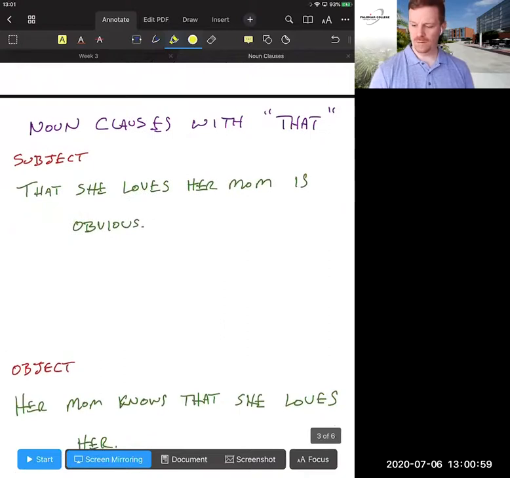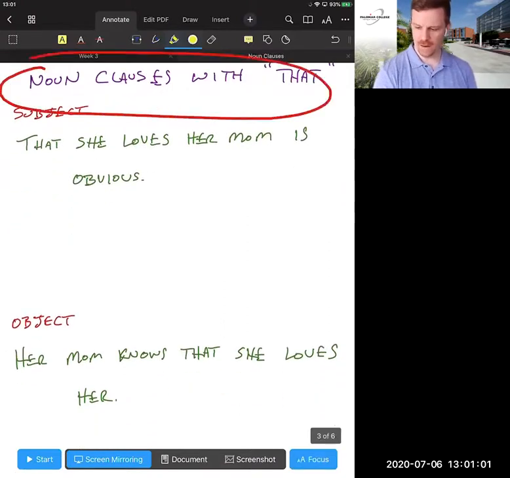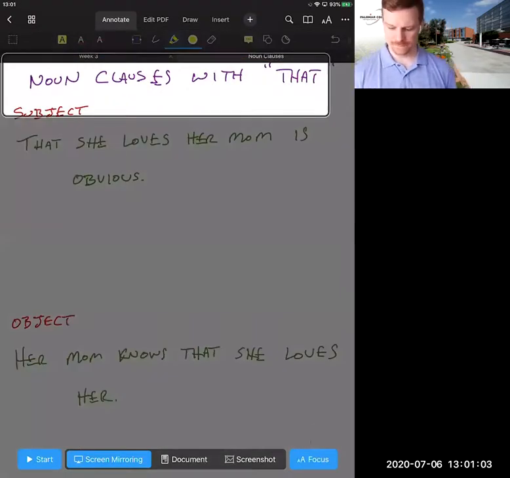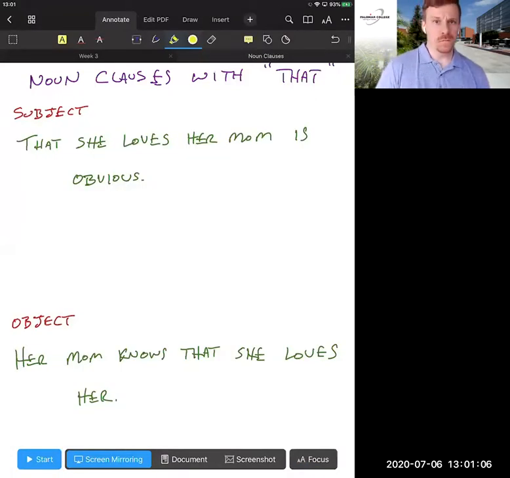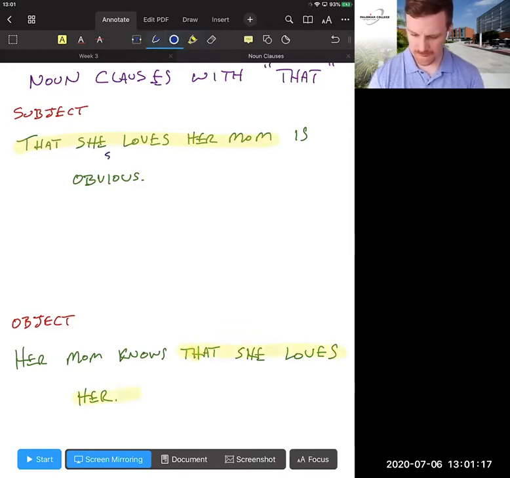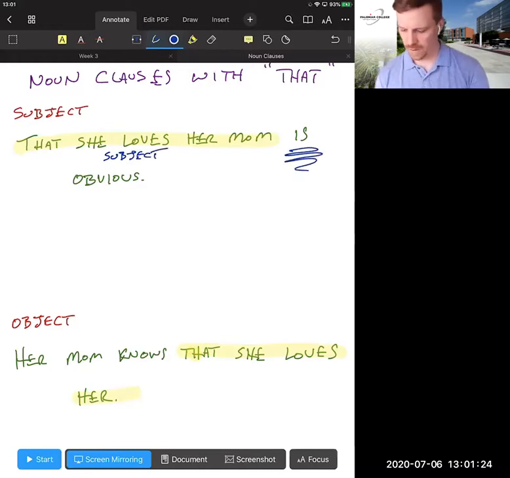So we're going to start with noun clauses with that. I'm going to start right up here, noun clauses with that. As a subject, we have a noun clause with that, and it's right here. And then on the bottom, we have a noun clause with that as an object. So we know this is a subject because it begins the sentence and it comes right before the verb. We know this is an object because it comes after the verb, right? Here's our verb, that's an object.